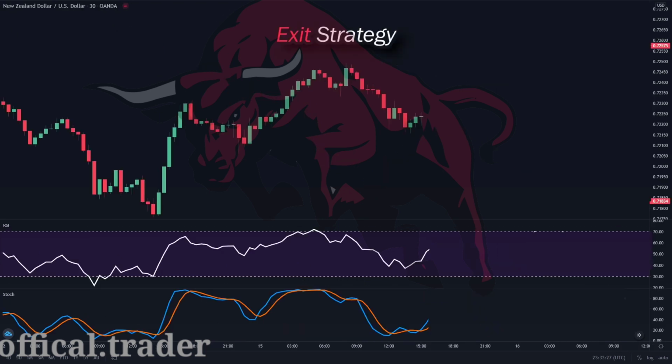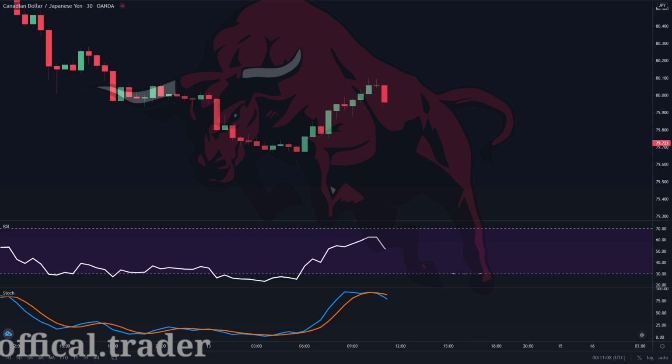Now for your exit strategy. If you took buy positions, you want to place your stop loss below the nearest swing low and set your profit target at 1.5 times your stop loss. And if you took sell positions, you want to place your stop loss above the nearest swing high and set your profit target at 1.5 times your stop loss.